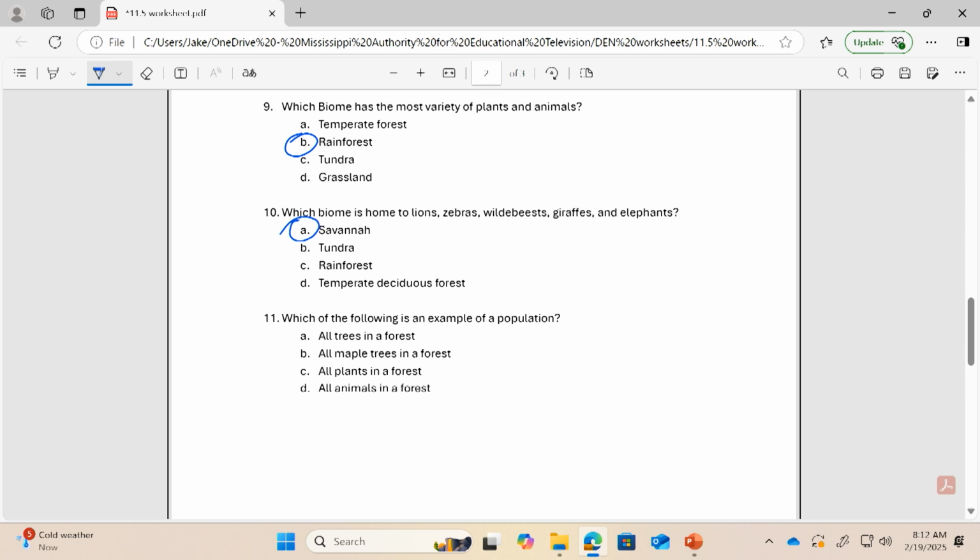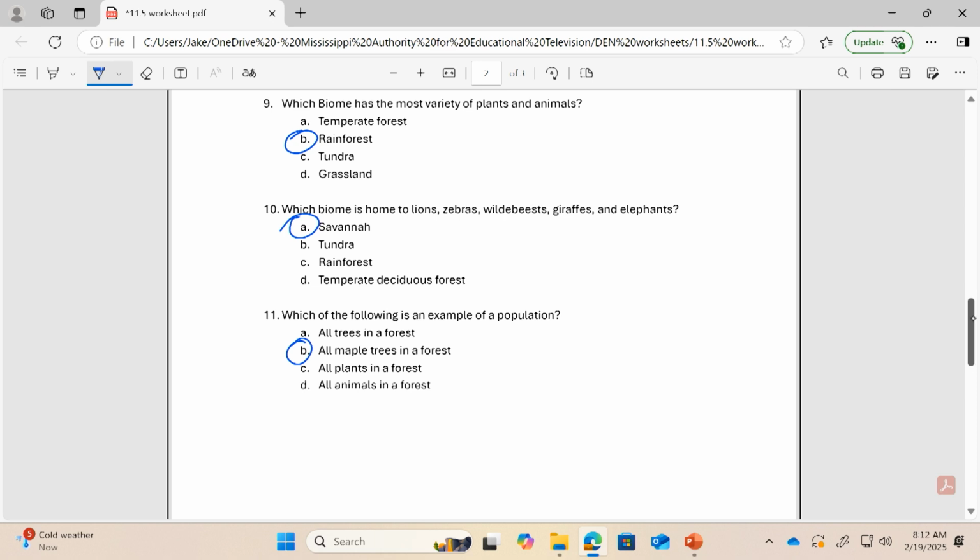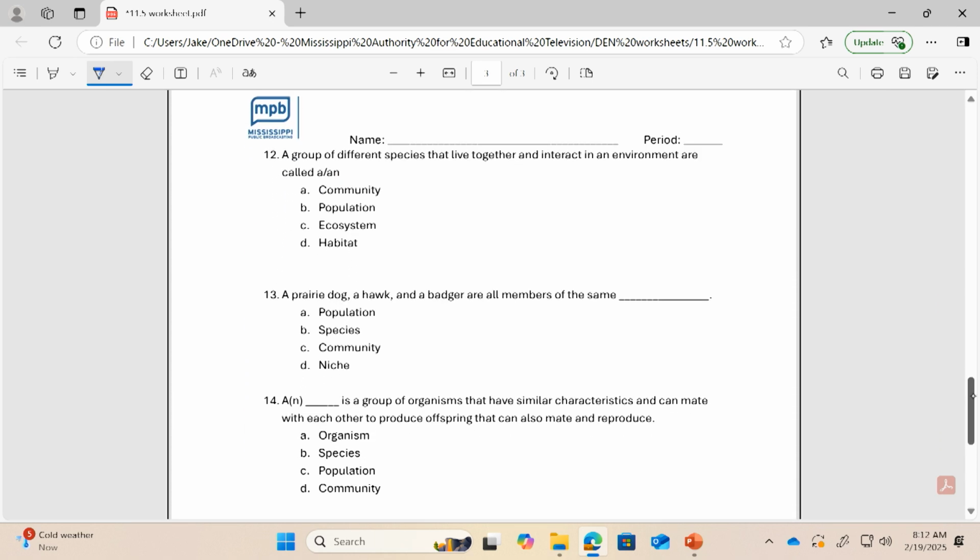Which of the following is an example of a population? All right, so a population, remember, a population is a group of the same organism in the same place, okay? And so the best answer here is going to be all maple trees in a forest. The other ones, A says all trees in a forest, but remember that you can have different species of trees. So all trees includes a lot of different species, but all maple trees, maple tree is one specific species. So all maple trees in a forest would be an example of a population. All right, I just have a few more here.